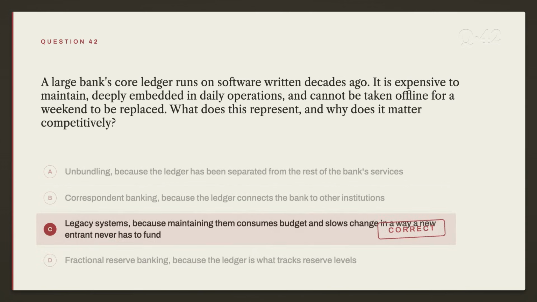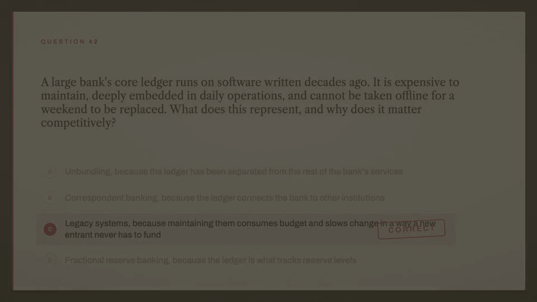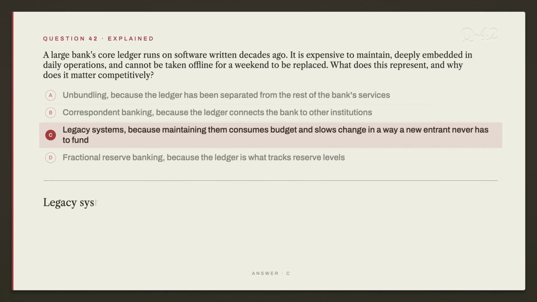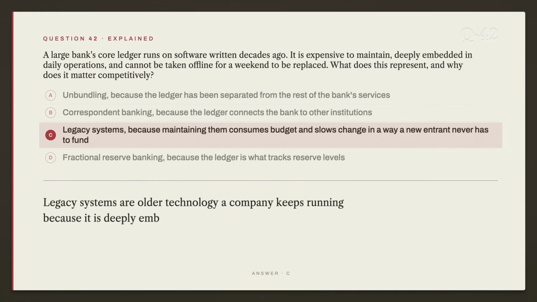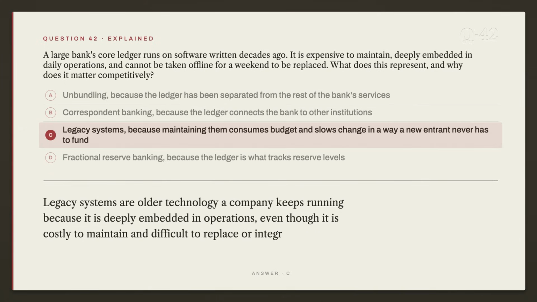The correct answer is C. Legacy systems, because maintaining them consumes budget and slows change in a way a new entrant never has to fund. C is correct because legacy systems are older technology a company keeps running because it is deeply embedded in operations, even though it is costly to maintain and difficult to replace or integrate. A fintech built from scratch spends its whole technology budget on the current product, while the incumbent spends a large share keeping old infrastructure alive. That difference in where the money goes is structural rather than temporary.